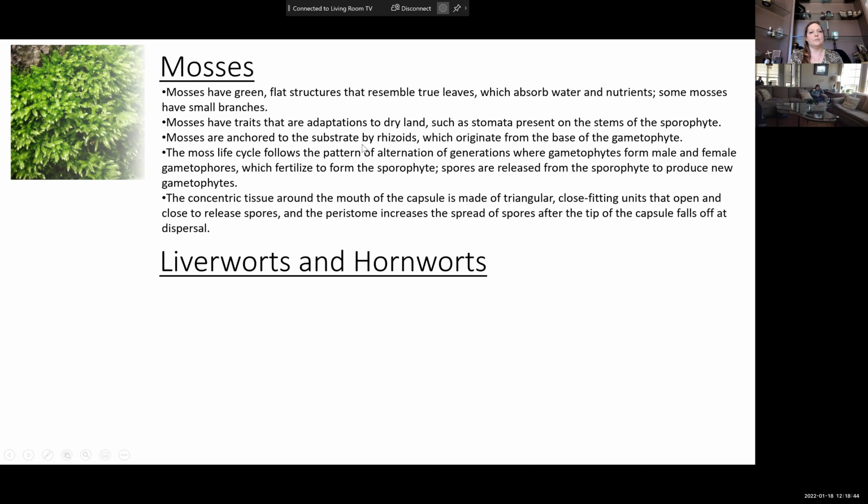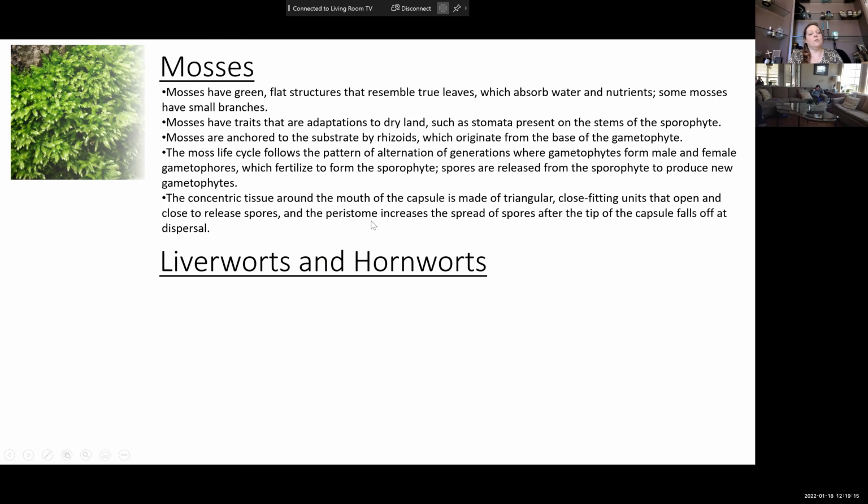But it's called rhizoids. The moss life cycle follows a pattern of what we call alternation of generations, where the gametophytes form male and female gametophores, which fertilize to form a sporophyte. The spores are released from the sporophyte to produce new gametophytes. That's how it goes. Alternation of generations. So sometimes they're living in a sporophyte form, which is their haploid. Sometimes they're in a gametophyte form, which is their diploid. So the gametophyte form produces the gametes. So it's the adult diploid form, right?